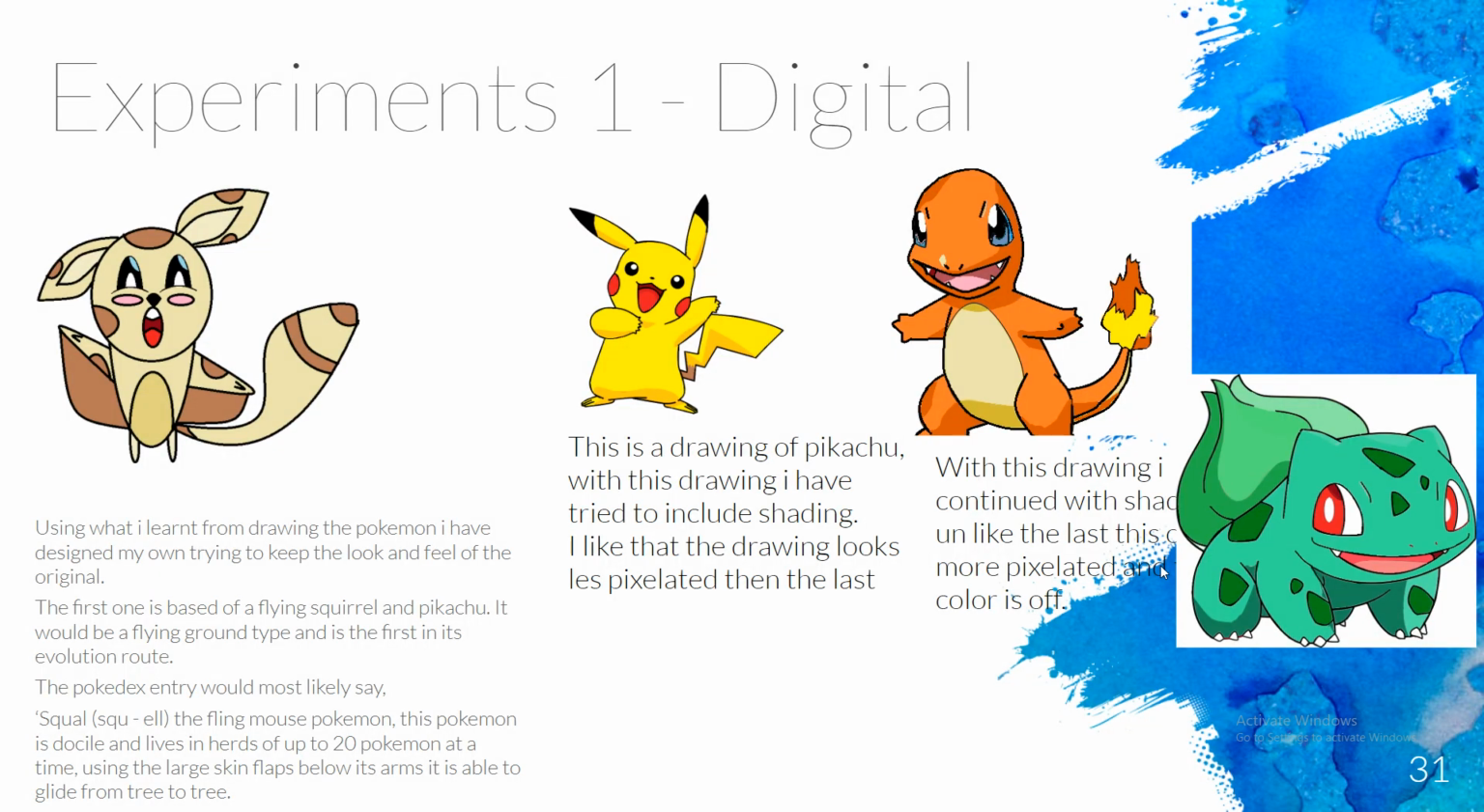Here's some experiments in digital media. I've drawn Pikachu, Charmander, and Bulbasaur from Pokemon. I don't particularly like the drawing of Charmander, as it looks a bit too pixelated, but I do like the drawings for Bulbasaur and Pikachu, as they both look nice and smooth, but Pikachu does look a little bit more pixelated than Bulbasaur.